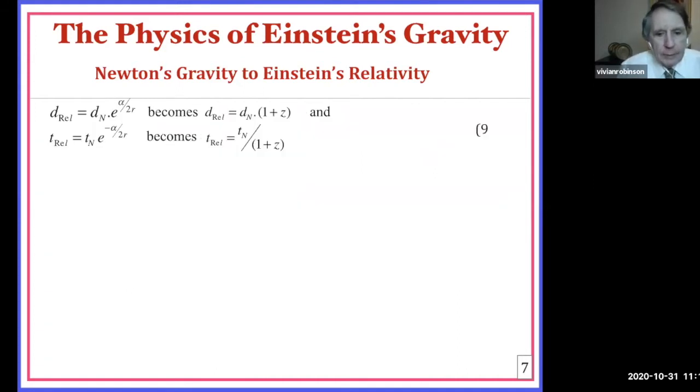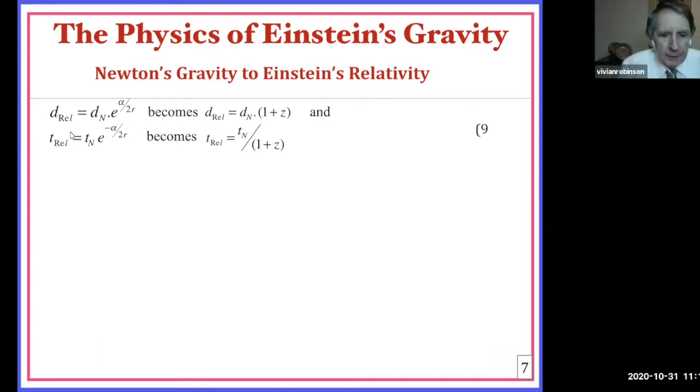From then on, simple calculations show that the distortion given by a massive object changes the Newtonian, Euclidean, Galilean, or whatever you want to call it, distance. I've denoted it as dn. The relativistic distance drel is given by drel equals dn times e to the alpha over 2r. In other words, Einstein's relativistic distance equals the Newtonian distance multiplied by 1 plus z, because as I mentioned earlier, e to the alpha over 2r equals 1 plus z.